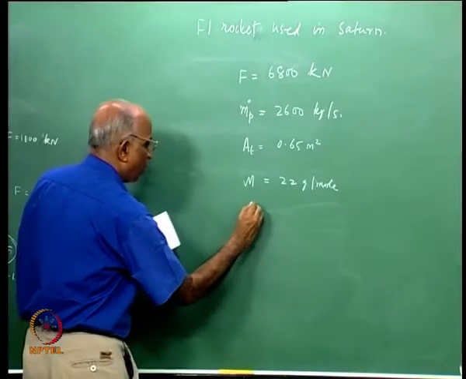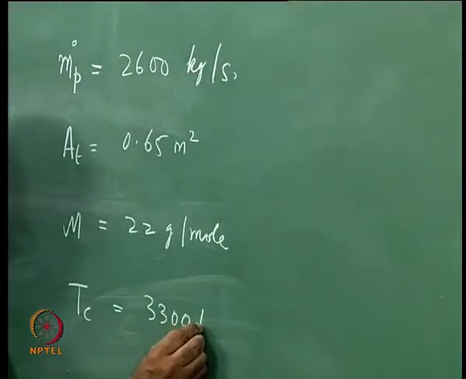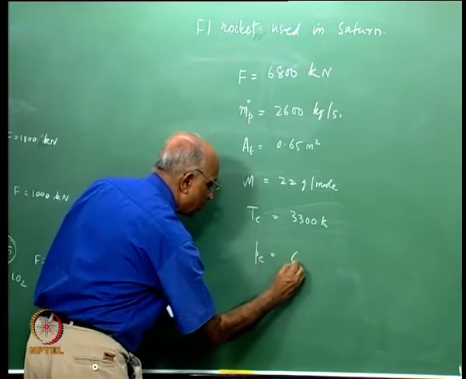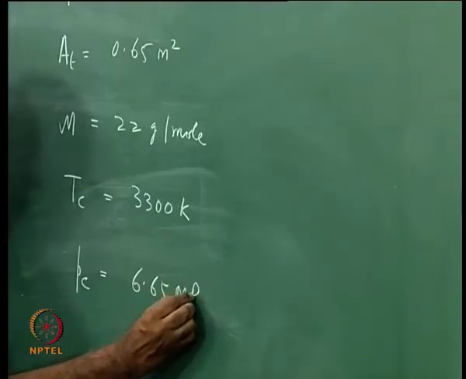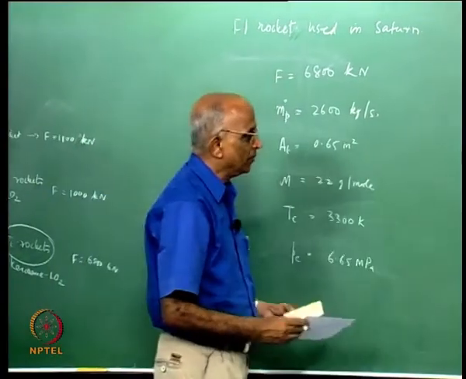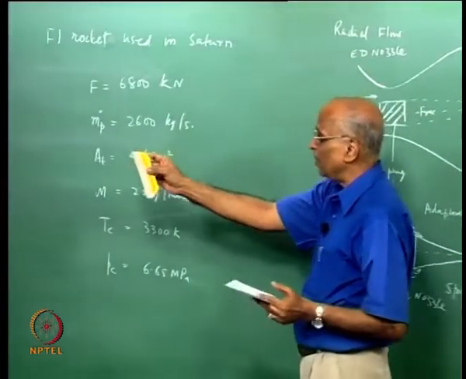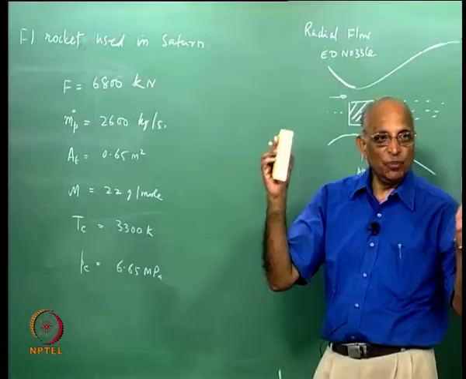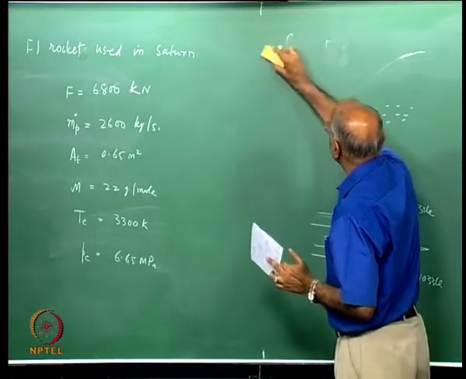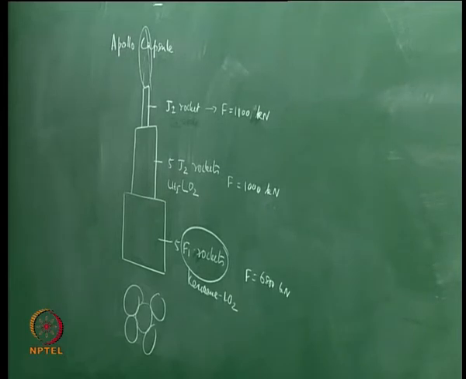The temperature of the combustion products in the chamber is equal to 3300 Kelvin, and the chamber pressure is equal to 6.65 MPa, that means something like 66 bar. This is a little below the standard pressure of 7 MPa which we are talking of. Mind you, this rocket was developed in the period 1962 and we had the moon mission by 69, therefore we are talking of an old rocket, but it is still the most powerful rocket ever developed in the history of rockets, and that is why I thought maybe we should do a problem on this.